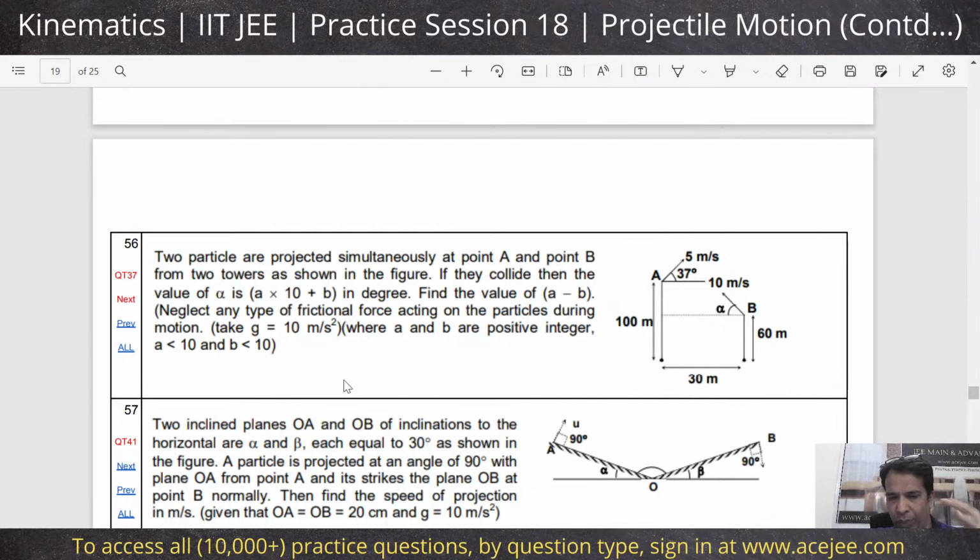It says if they collide, then the value of alpha is A into 10 plus B in degrees. Then find the value of A minus B. And what other information has been given? It says neglect any type of frictional force acting on the particles during the motion and take g as 10 meter per second square, where A and B are positive integers and both are less than 10.